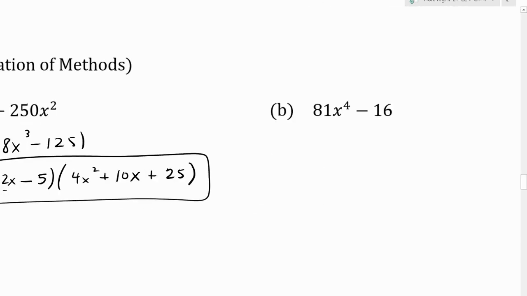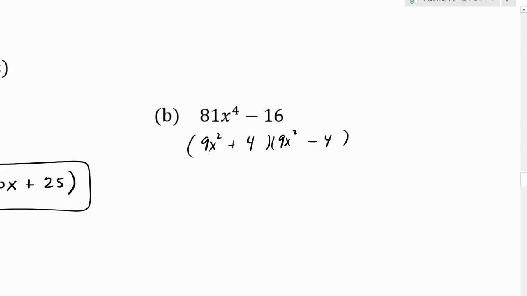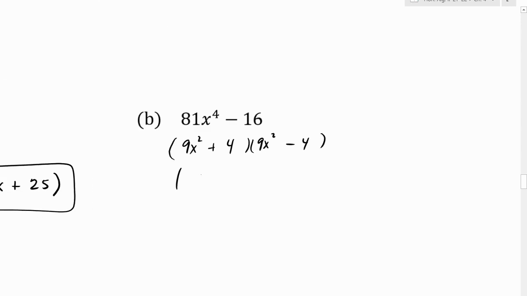Over here, let's see, that's a difference of two squares. I square a 9x squared to get 81x to the 4th, and I square a 4 to get 16, but I'm not done, because the back one is another difference of two squares. That's a 3x plus 2 times a 3x minus 2.